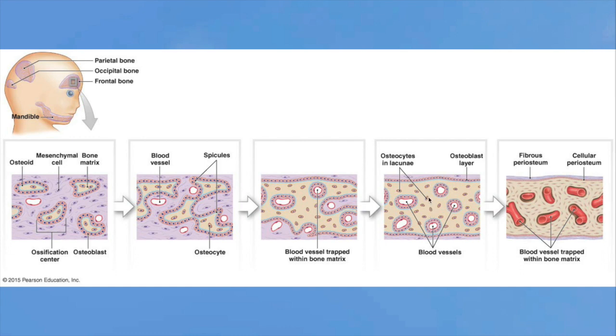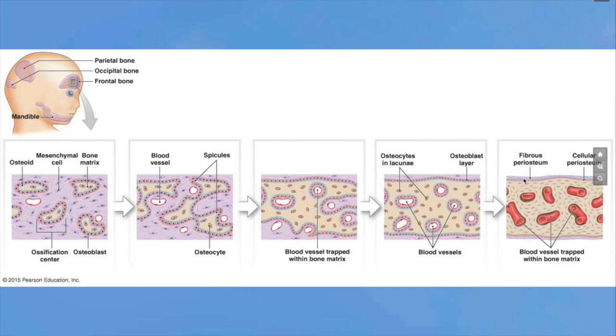Osteoblasts get trapped inside pockets, and remember those pockets are called lacunae, and they differentiate into osteocytes. So now they're called osteocytes. Blood vessels grow into the area and they get trapped within the developing bones. Here's our blood vessels. Osteoblasts continue to build bone, resulting in a plate of spongy bone. And remodeling around the trapped blood vessels produces osteon, and the periosteum forms on the outside of the bone.